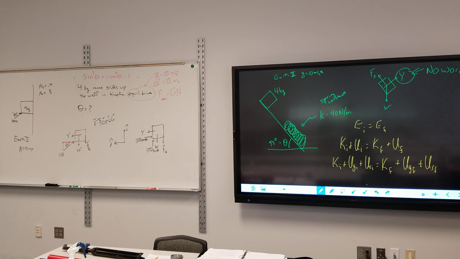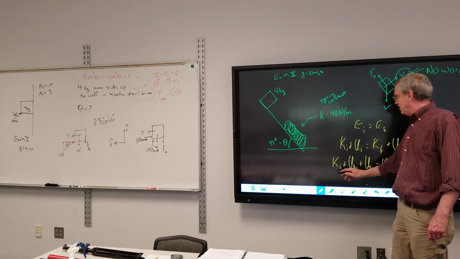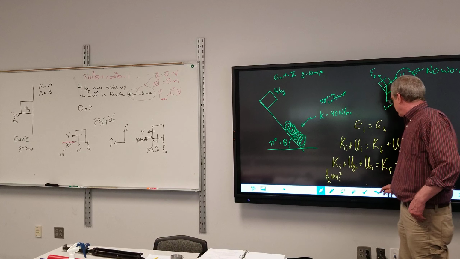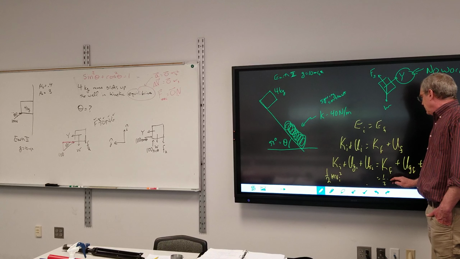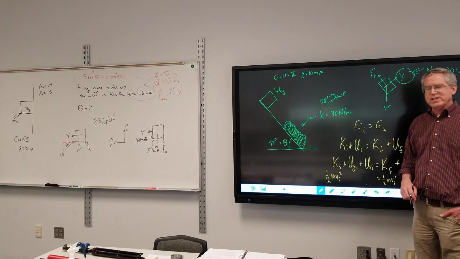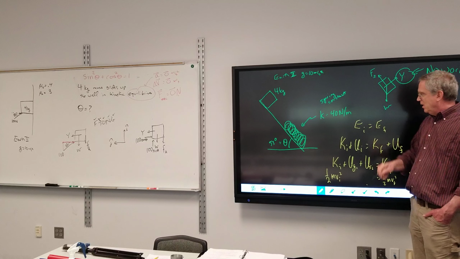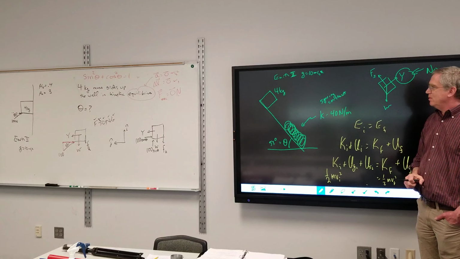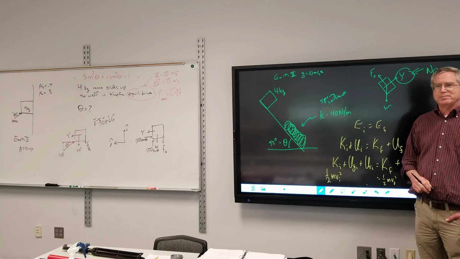What's the formula for kinetic energy? 1/2 mv squared. Oh, it's nice. So I got 1/2 mv initial squared. Over here, I got 1/2 mv final squared. All right. What is the formula for potential energy? Which one? The one associated with the gravitational force when you are near the surface of a planet.